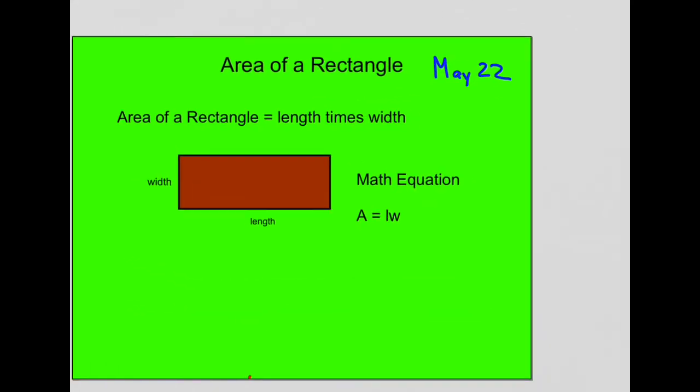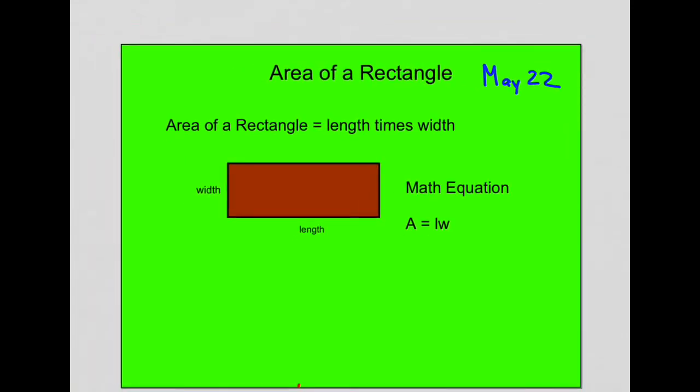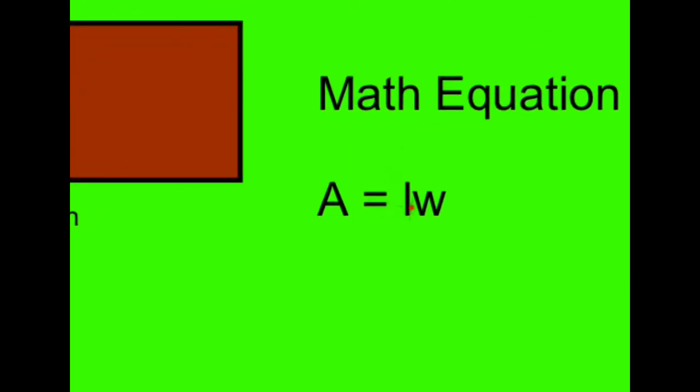Now, with rectangles, there's a math equation we use to figure out the area of the rectangle. The math equation is the area of a rectangle equals the length times the width. If I look at this rectangle right here, normally we consider the longer side the length and the shorter side the width. And remember that the opposite sides of a rectangle are the same length. So if I was to write this as a math equation with variables, I would write a capital A for area, and then a small l for length, and a small w for width.